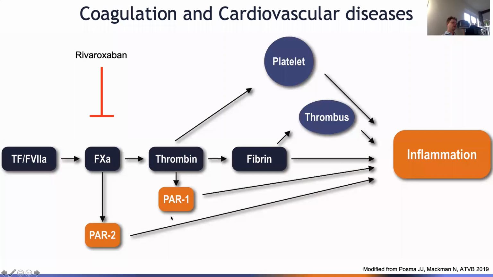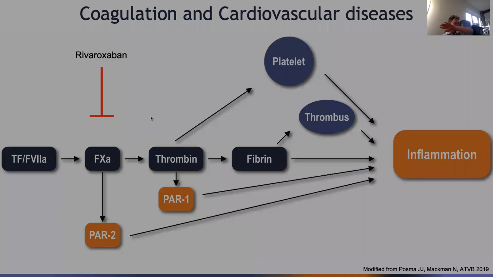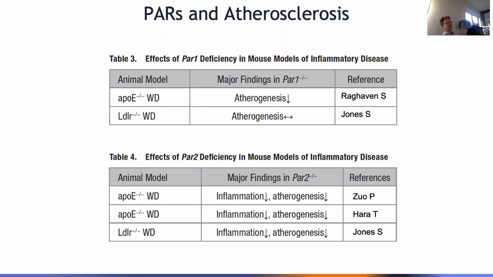A few others have already looked at PAR1 and PAR2 knockouts. Interestingly, more pronounced in the PAR2 deficient models, they found similar results as we, but also others, see with rivaroxaban treatment. So atherogenesis goes down and inflammation goes down. PAR1 is a little bit controversial in this respect, but definitely in the PAR2 models, we see a consistent decrease of plaque formation and inflammation. So does this now prove that coagulation and inflammation modulate each other through PAR1?